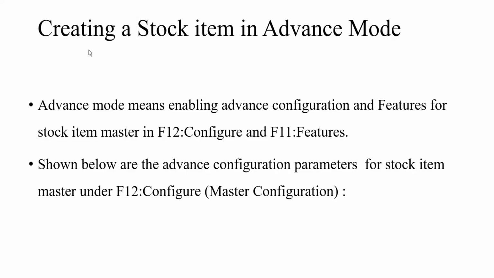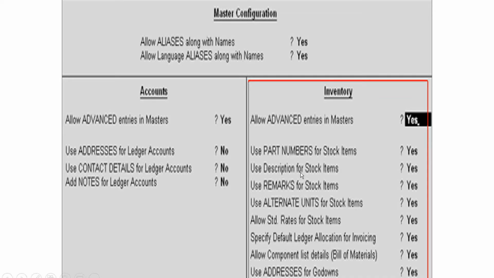The next one is regarding creating a stock item in advanced mode. But for this, we have to do the configuration by pressing the function key F12. Down we have a snapshot of how to do the configuration, that is for inventory masters. This we are going to see the practical part in Tally.